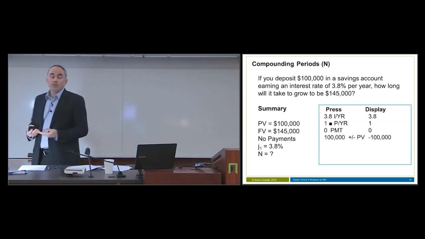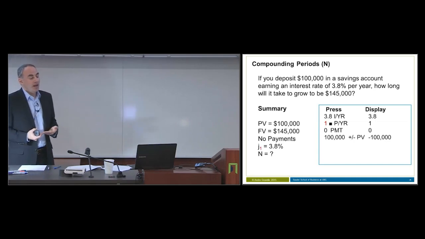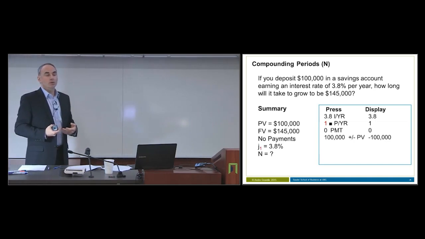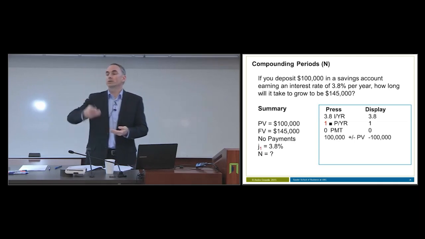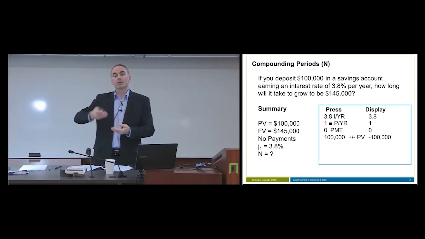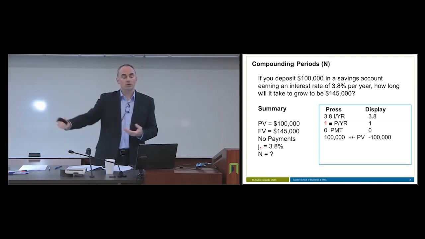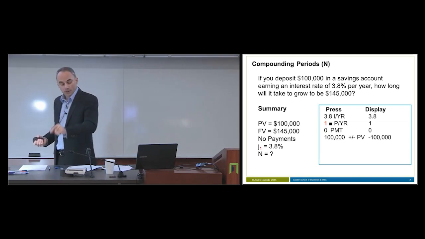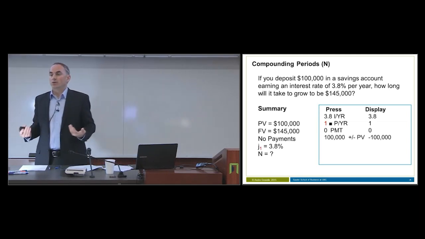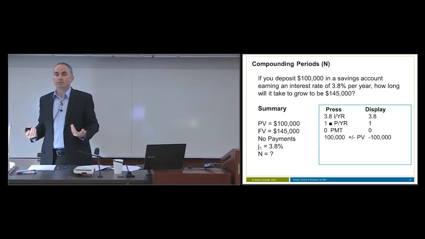Next step is to enter $100,000 as a negative number. So I'm depositing $100,000. It's coming out of my pocket. It's going to somebody else. So I'll enter it as a negative $100,000. So I enter 100,000, hit the plus minus key, hit the present value key, and it shows up as negative $100,000.